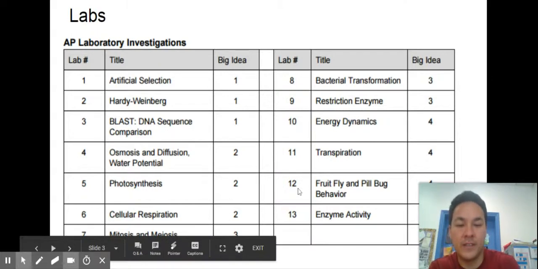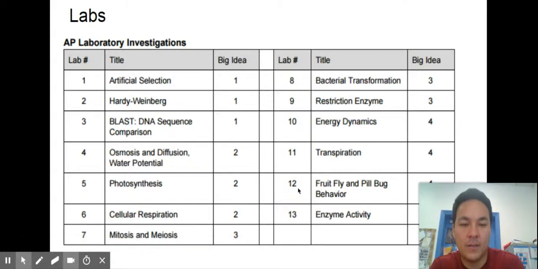We'll do 12 of these, and we'll have to modify a little bit for what we have here in Oman, but we'll get the essence of the picture. And you're required to do 2 labs per big idea. And here are some pictures of some of the fun items that we'll do with those labs.